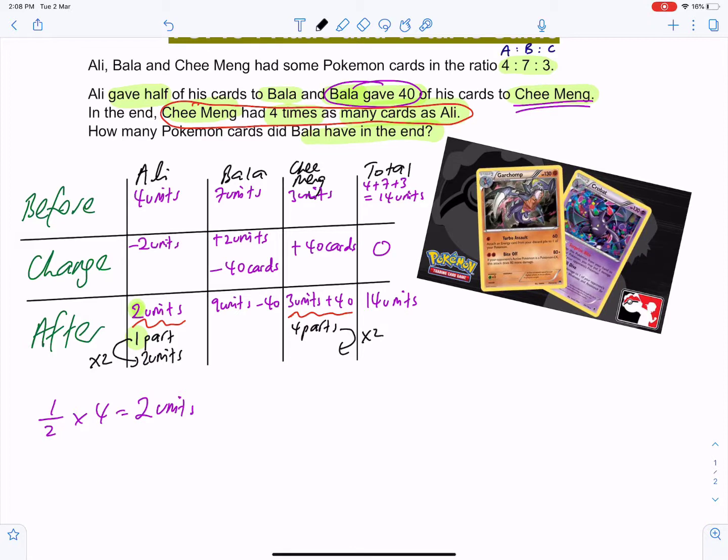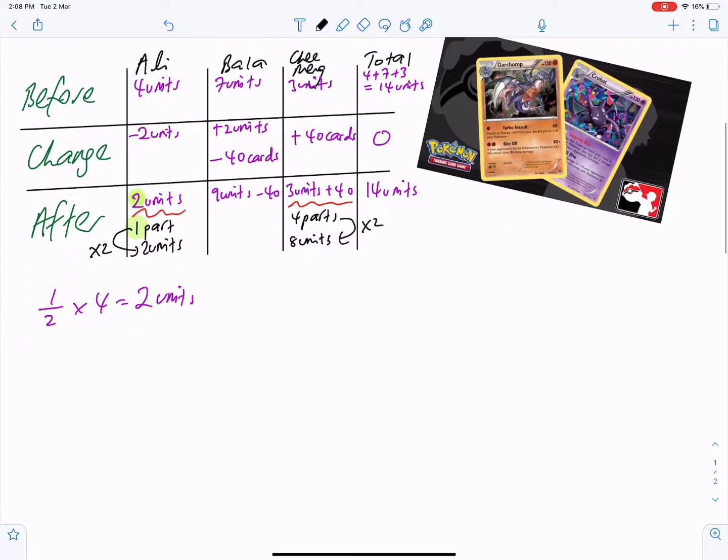So that we get 2 units, we can change it to units. And these 4 parts, when you times 2, you get 8 units. Why can you change to units? Because we have made this number the same as this already. So you convert these parts to units, but you must times 2. So these 8 units has to be the same as this, just like these 2 units is the same as this. That's how we can solve this question.